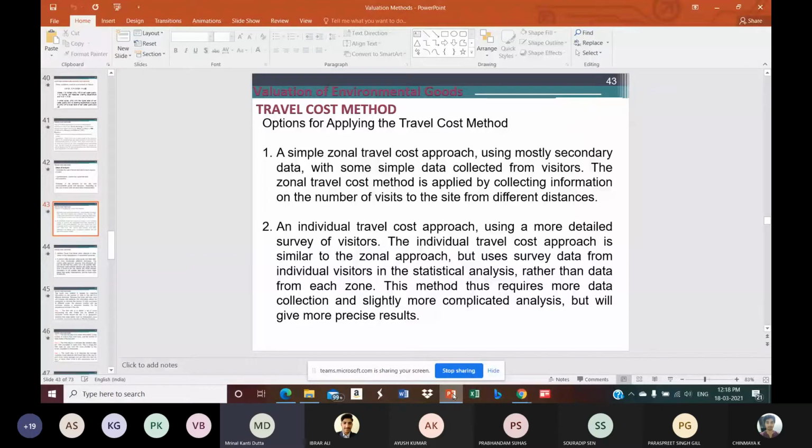But since the actual visitors will be interviewed, the information from them will be directly collected. So that's why the data collected will have more reliability, and that's why it will provide relatively more precise results compared to the zonal cost approach.